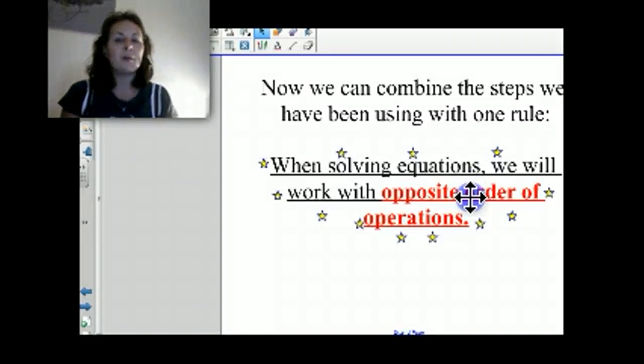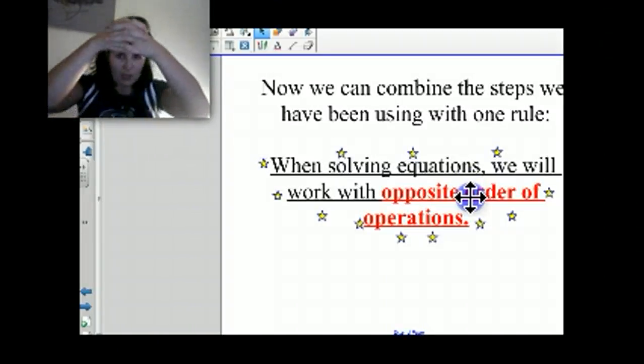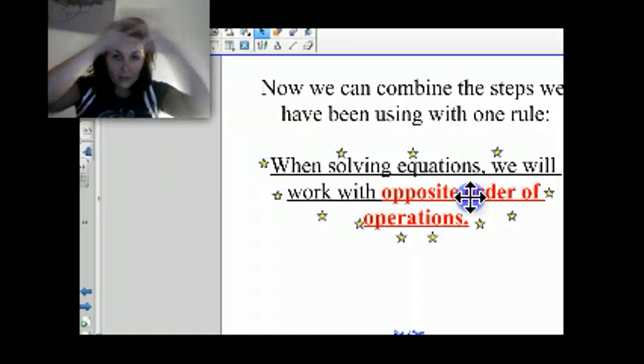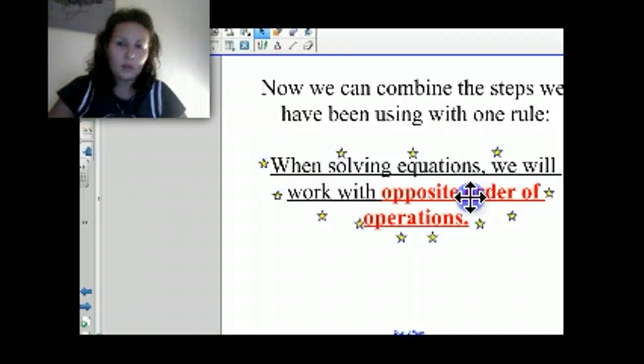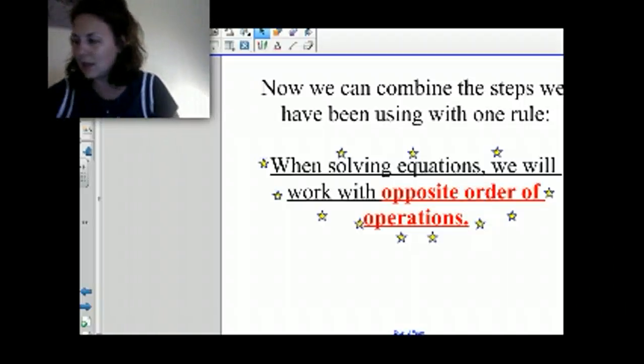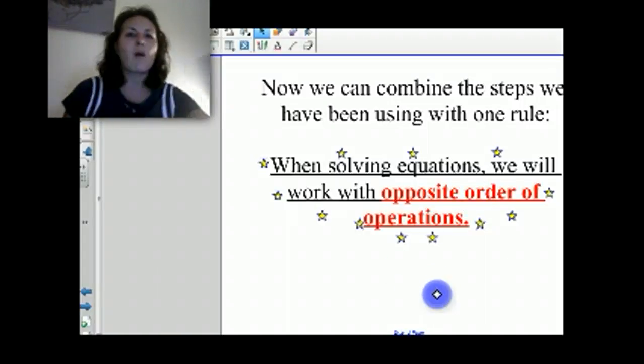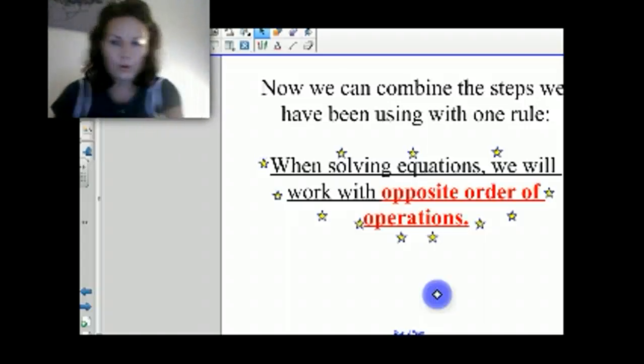We're not simplifying, where we take it, break it down, bring it all together till it was one simple thing. Solving, we're pulling it apart. We're trying to get the variable alone. So we're peeling things away from the variable. So, like it says in big red letters, we are going to work opposite order of operations.